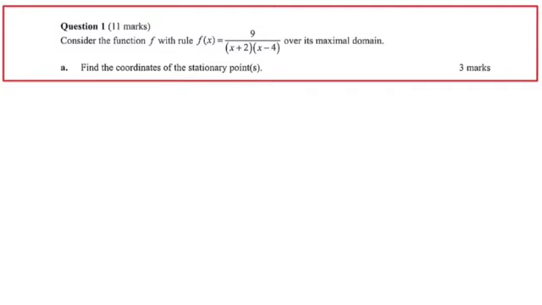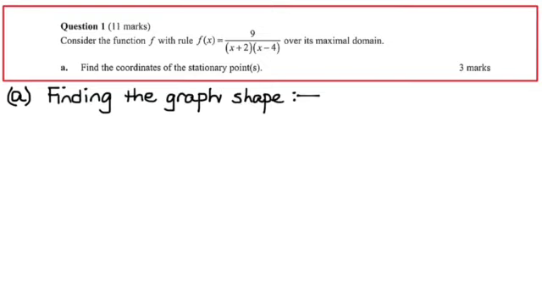Okay, question 1. Consider the function with rule f of x equals 9 over (x plus 2)(x minus 4) over its maximal domain. That looks nice and easy, doesn't it? Find the coordinates of the stationary points. Well, that would be no problem, wouldn't it, guys? It's three marks. Good heavens. Well, let's just go through the motions.